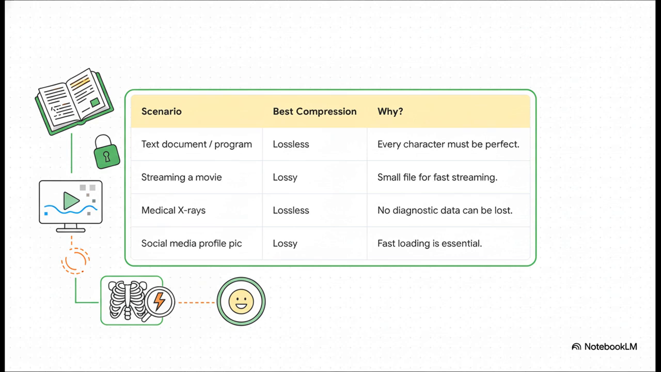What about streaming a movie? Well, a tiny drop in visual detail that your eyes probably won't even catch is a fantastic trade-off for a movie that plays smoothly. That is a perfect job for lossy. Now, something really important, like a medical x-ray. You cannot risk losing a single pixel of diagnostic information. It's got to be lossless, no question. But a profile picture for your social media? A smaller file that loads super fast is way more important than having a perfect uncompressed image. So lossy is the obvious choice there.